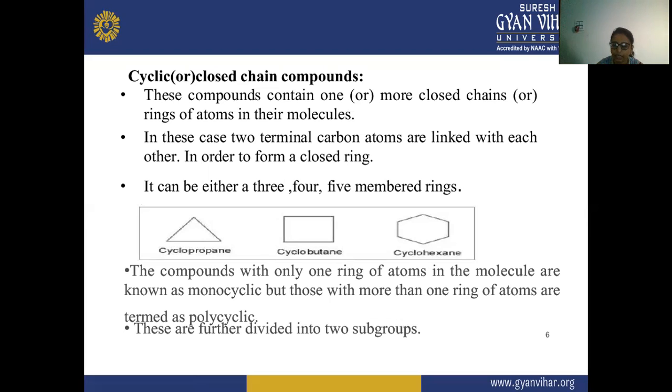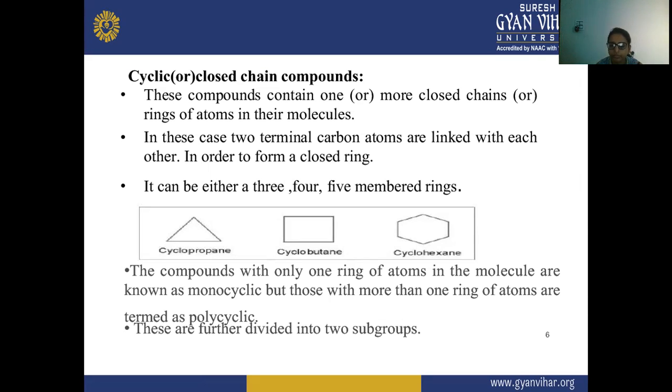Cyclo means a cyclic chain, and hexane means that six carbon atoms are present in one ring. The compounds with only one ring of atoms in the molecule are known as monocyclic, but those with more than one ring of atoms are termed polycyclic.